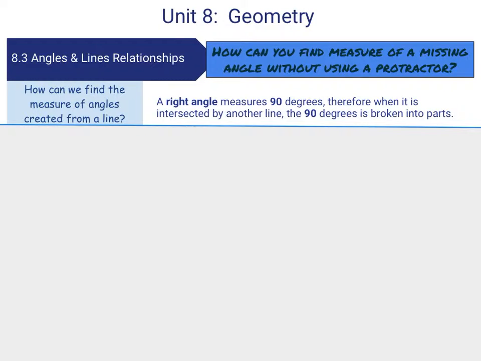Now let's talk about a right angle. You know that a right angle measures 90 degrees. So just like with a straight line, if it's cut, the two angles that are created, or the three angles, or the four angles, or however many angles you have, together have to add up to 90 degrees.